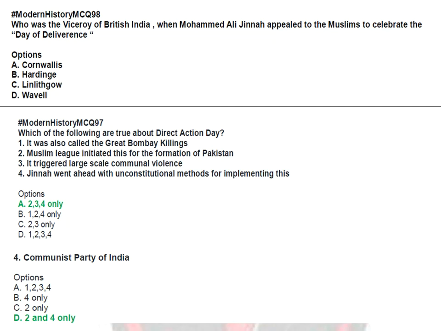So it's very easy. If you have seen my lecture, only the first statement is wrong. It was actually called Great Calcutta Killings and not Bombay Killings. It spread to Bombay also, but it was called Great Calcutta Killings. So statements 2, 3, 4 are the right answer.